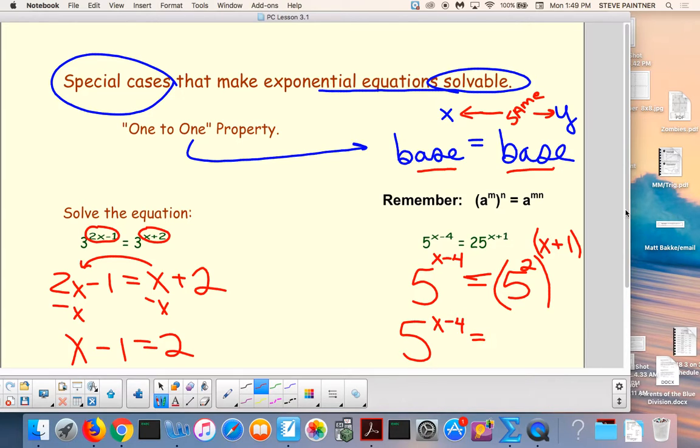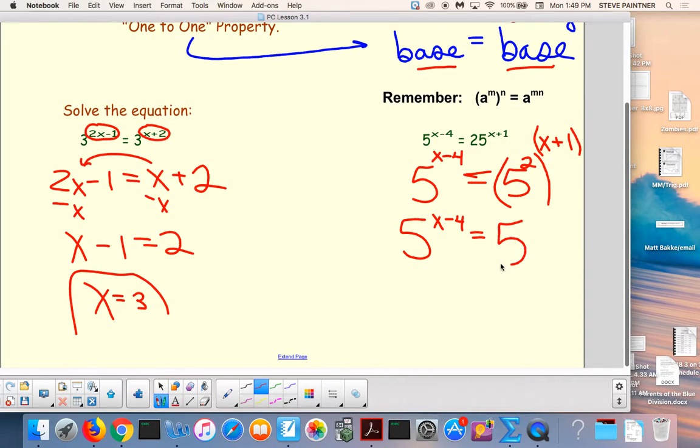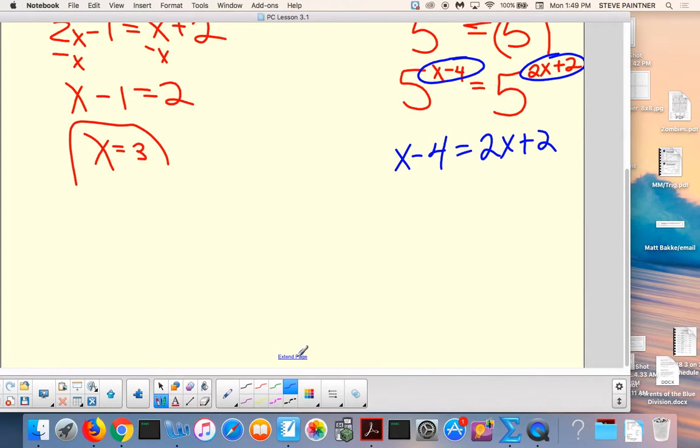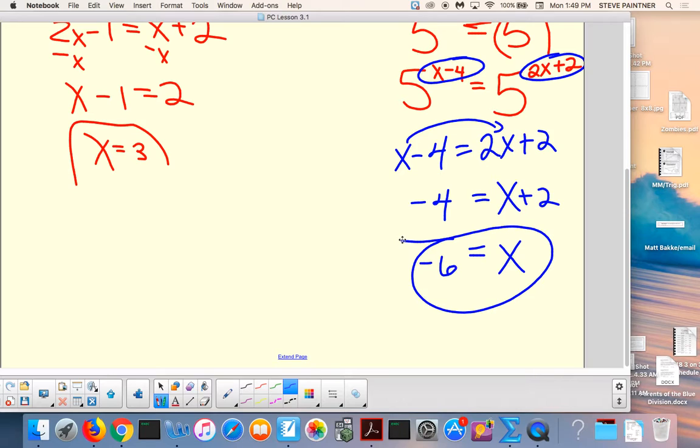This one would become what? 5 to the 2x plus 2. Oh, I got base 5 equals base 5. Set the exponents equal to each other. And you get, yeah, this one I move this way, x plus 2 equals negative 4. X equals what?